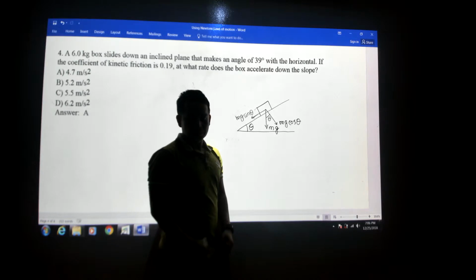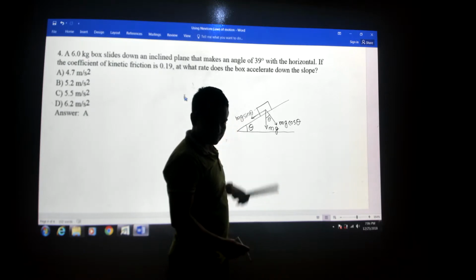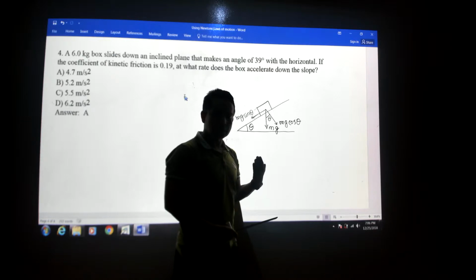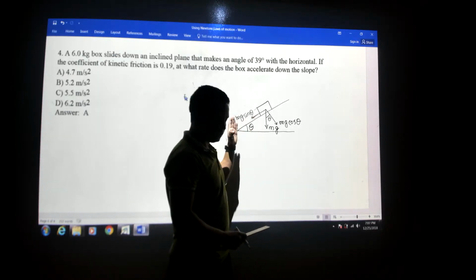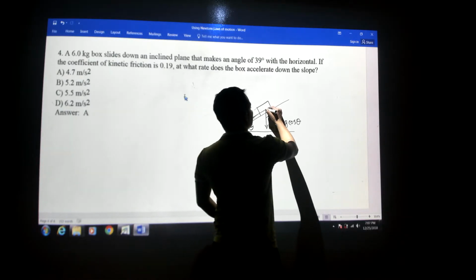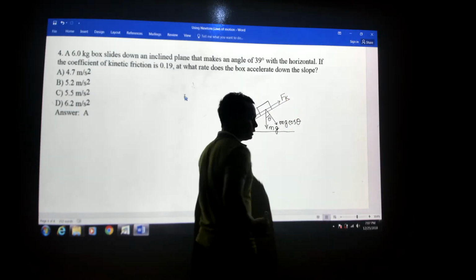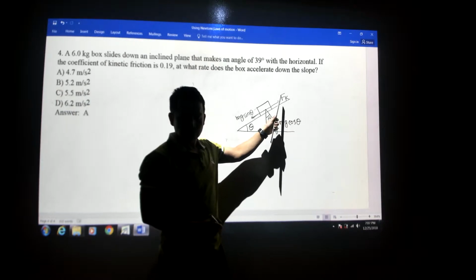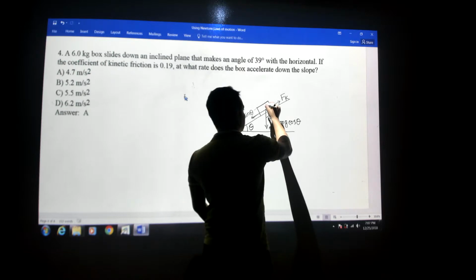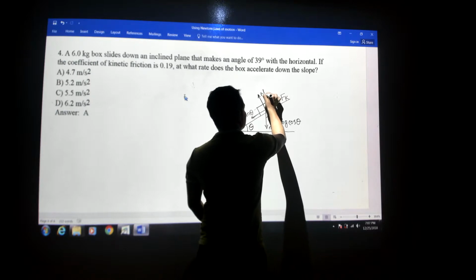It is also asking about this box that tends to slide down, and you have to find out at what acceleration the box would slide down. If the box tends to slide down, there is a friction acting opposite to the motion. So this friction force acts opposite here, and we call this the kinetic friction, Fk, the force due to kinetic friction. And then there is a normal force acting on this block. This is the normal force N.